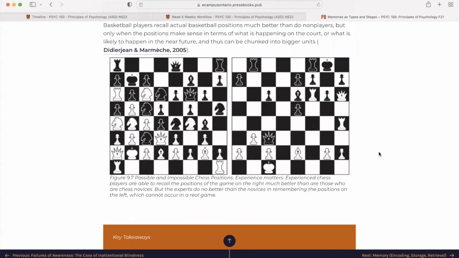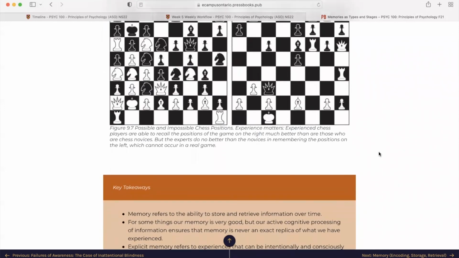So they have a figure of two different chessboards, and it says possible and impossible chess positions. Experience matters. Experienced chess players are able to recall the positions of the game on the right much better than those who are chess novices. But the experts do not do any better than the novices in remembering the positions on the left, which cannot occur in a real game. I only wish I knew more about chess in order to understand it, but it gives us a simplistic example.